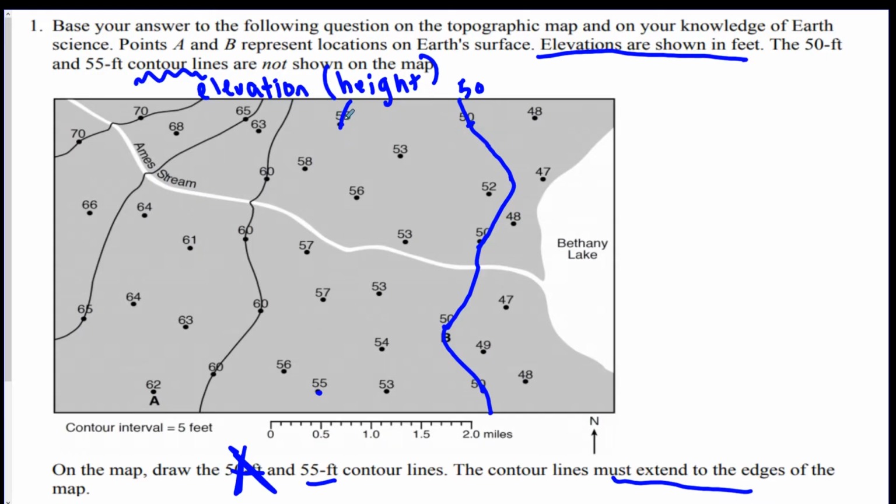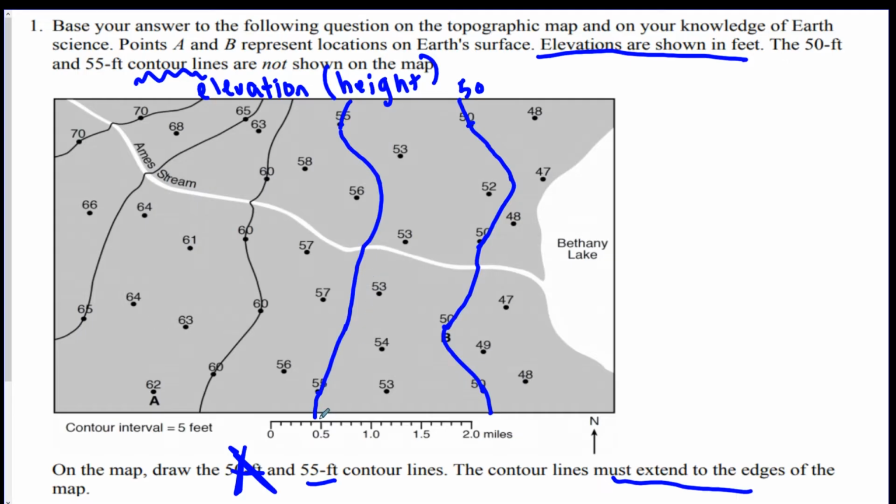So as I do it, I'm going to make sure that I go in between numbers that are bigger and smaller than 55. Like, here we go. 55 is in between 53 and 56. It's in between 53 and 56. It's in between 53 and 57. It's in between 54 and 56. So I could get my 55. And I'm going to try to go through the dots and then run it off the page.